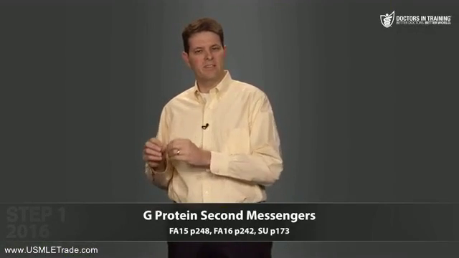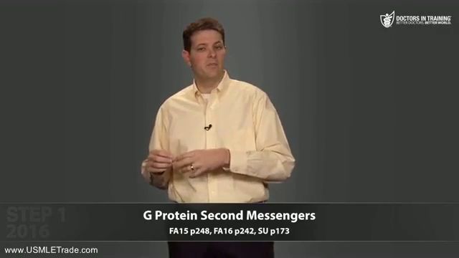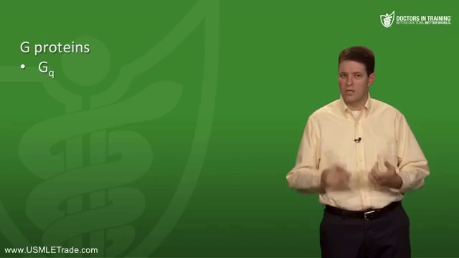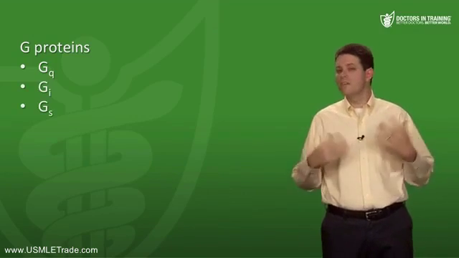So each of these hormones or neurotransmitters is activating a specific type of receptor, and then each receptor in turn is utilizing a specific type of G protein. And G proteins come in three distinct flavors. You have GQ, GI, and GS. So what does a GQ protein do? A GQ protein, once it's activated by its specific neurotransmitter, is going to activate an enzyme called phospholipase C.